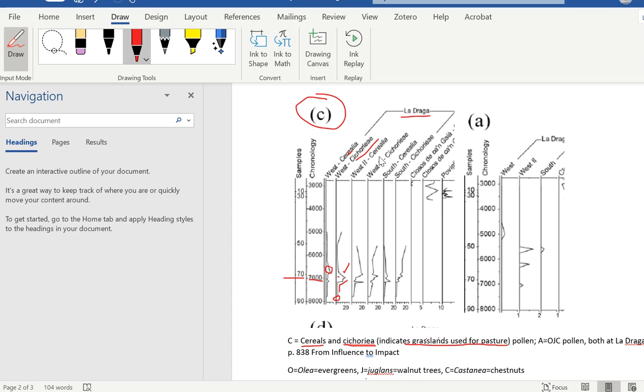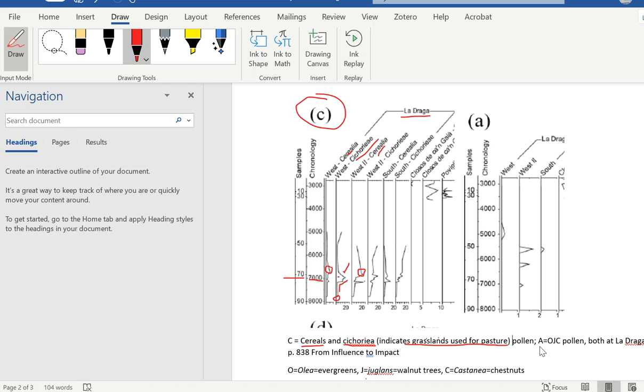Or when you look at West 2, you've got an increase in cereal pollen. So again, if you compare it to the tree pollen, the trees are being cut down, but the amount of pollen for cereals is going up. And then you see these trends.